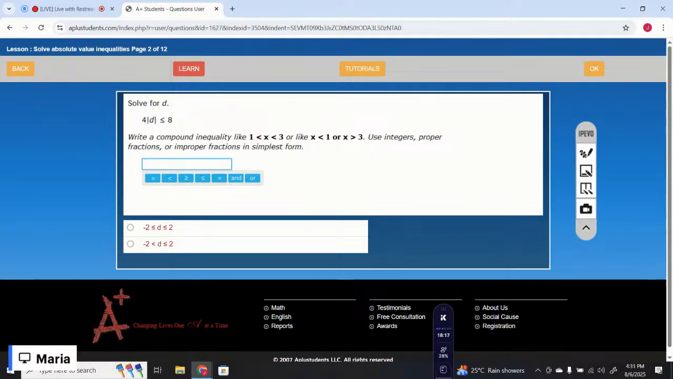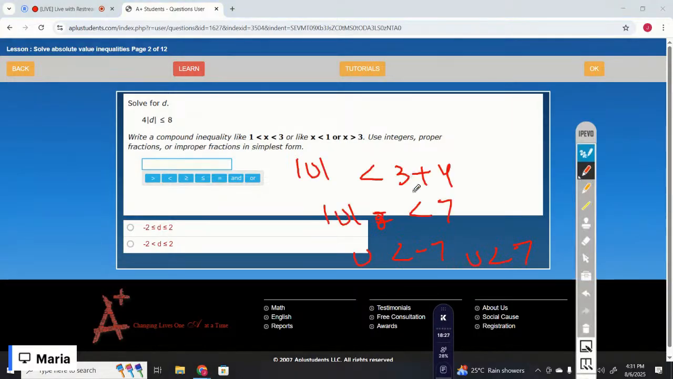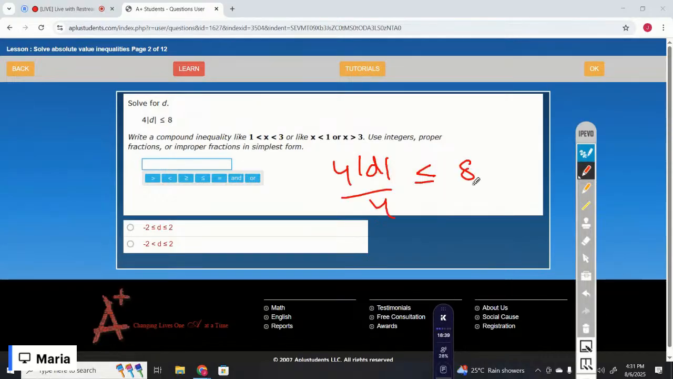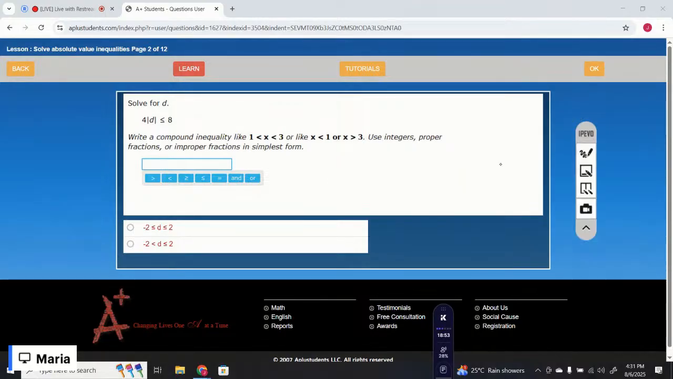Solve for D. 4 absolute value of D is less than or equal to 8. That is, absolute value of D, 8. So just divide both sides by 4. So absolute value of D is less than or equal to 2. Option number 1 is the correct option: -2 is less than or equal to D less than or equal to 2.